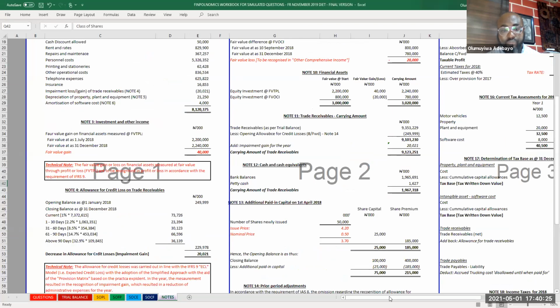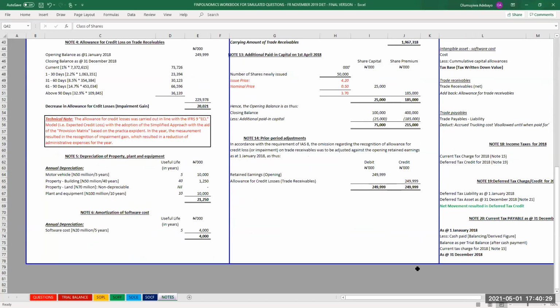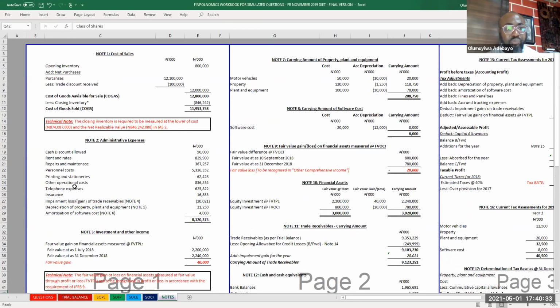For inventory valuation, where have I made use of it? Cost of sales. In determining your cost of sales, you need your opening inventory. You need to add net purchases, which means your purchases less trade discount, which gives you your cost of goods available for sale, less closing stock. But there is a problem with this closing stock. The actual amount of closing stock is 874, but the net realizable value is 846. What does IAS 2 say? It says you should measure it at the lower of cost and net realizable value. That is why we have come for this, which is what is the treatment you have to give to that.